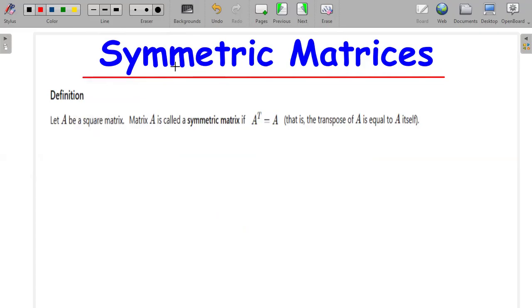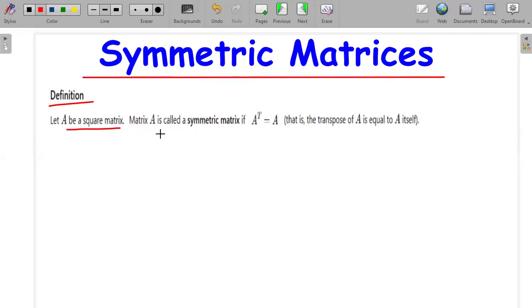In the definition of a symmetric matrix, you always have to mention that the matrix you're talking about is a square matrix. If you don't mention that it's a square matrix, you're not going to get full marks for that question. So what are symmetric matrices? Here's the definition. Notice how I'm starting it: let A be a square matrix. It's a very important concept. If you miss out this part, you're not going to get full marks.